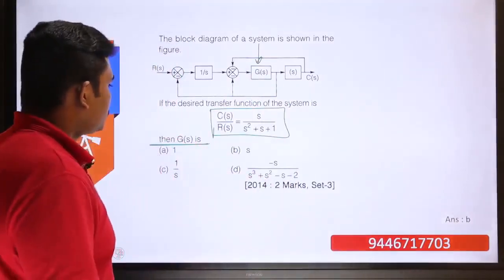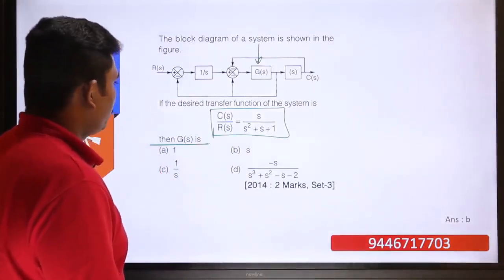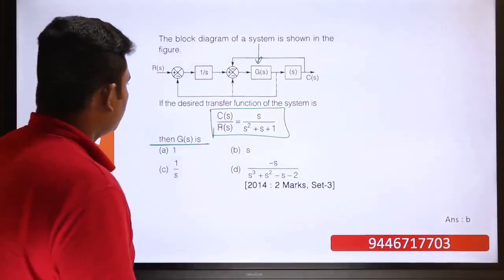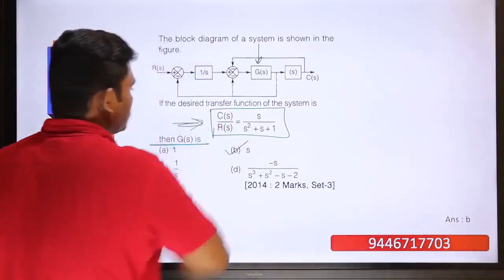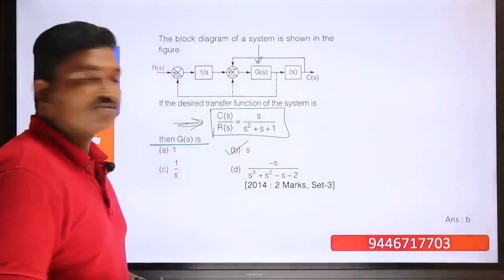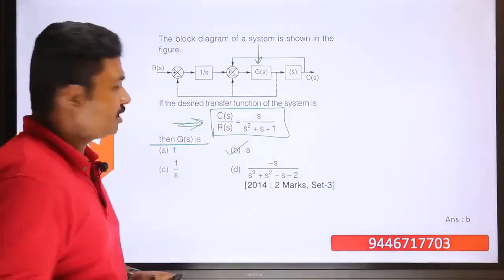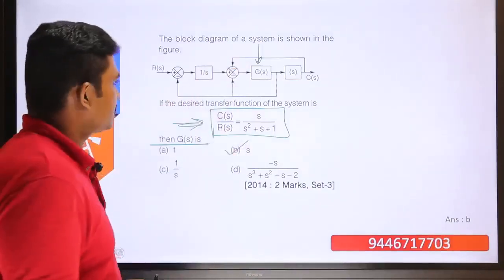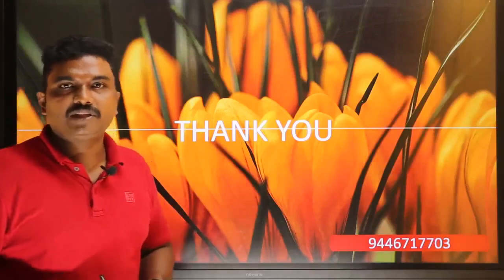So 4 options are given. You will have to substitute the values. When you are substituting different choices for G of s, you will see that G of s equal to s will give you the transfer function C of s divided by R of s is equal to s divided by s square plus s plus 1. So for question number 6, we will go with option B, and the value of G of s will be equal to s.